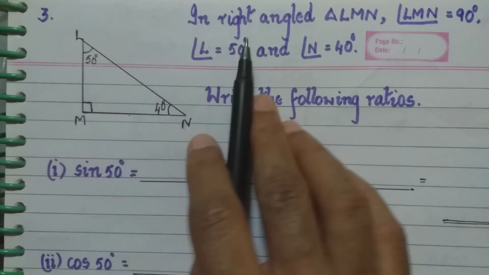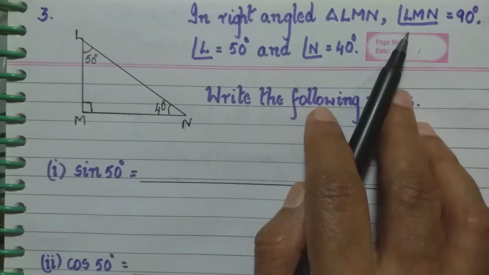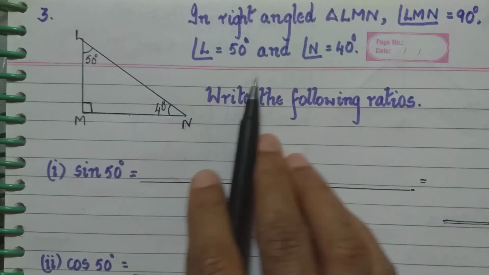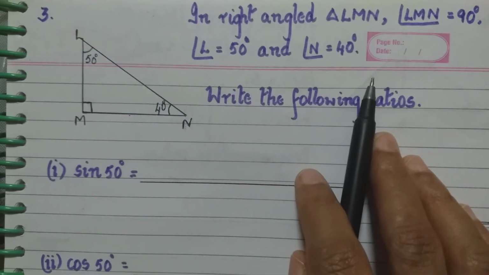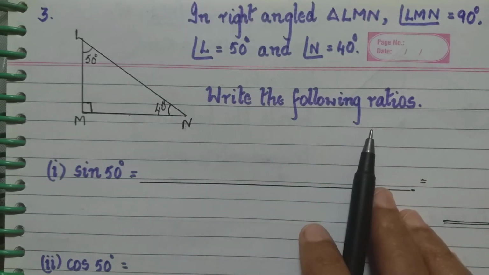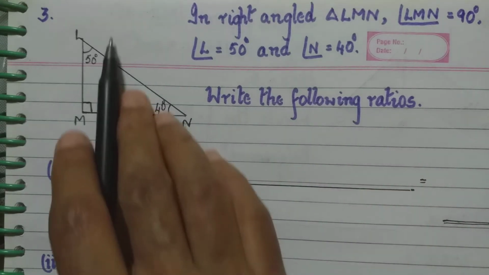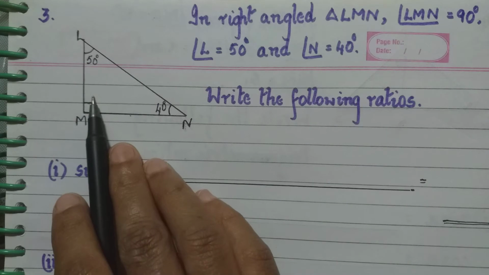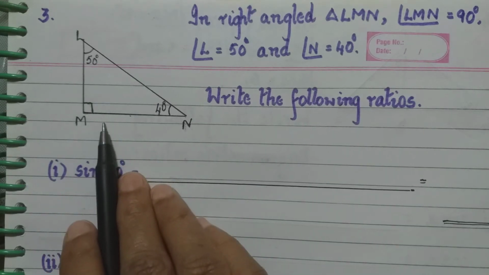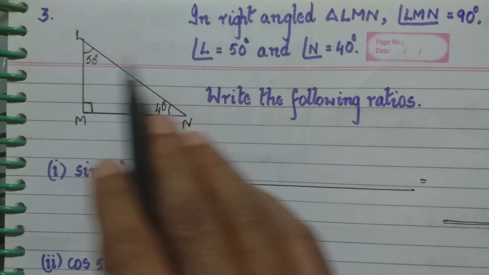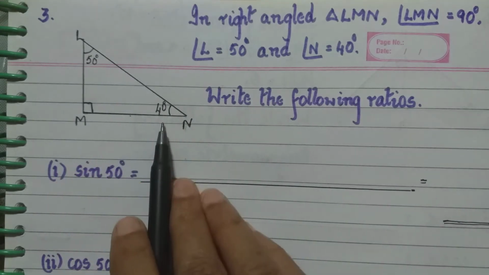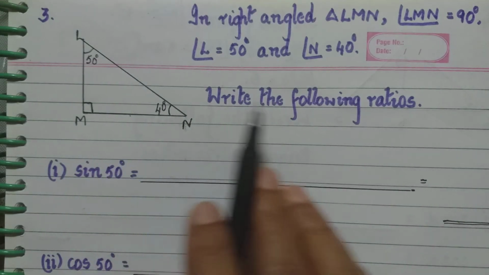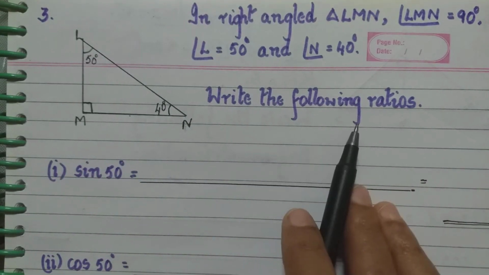Coming to the third question, in right angle triangle LMN, angle LMN is 90 degrees, angle L is 50 degrees and angle N is 40 degrees. Write the following ratios. Now LMN is 90 degrees, means angle M is a right angle. Angle L is 50, angle N is 40 degrees. We have to find the following ratio.